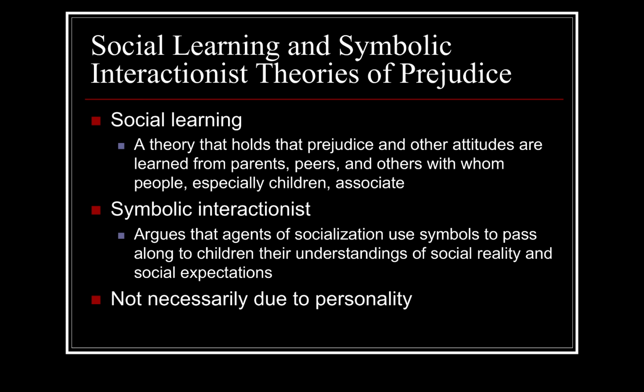Next, let's talk about social learning and symbolic interactionist approaches to prejudice. Social learning is a theory that holds that prejudice and other attitudes are learned from parents, peers, and others with whom people, especially children, associate. So they say that this idea of being a prejudiced person, authoritarian person, starts in childhood. Symbolic interactionism argues that agents of socialization use symbols to pass along to children their understandings of social reality and social expectations. So any object or word has a meaning attached to it, and we learn about this through our socialization as children. So when a person becomes prejudiced, this particular style of theory would not say it's due to a person's personality, but that they learned it.